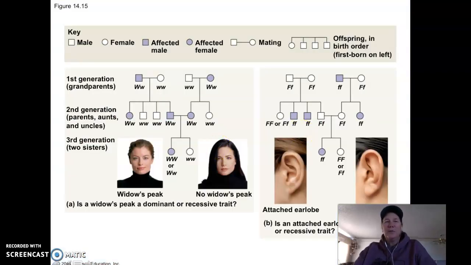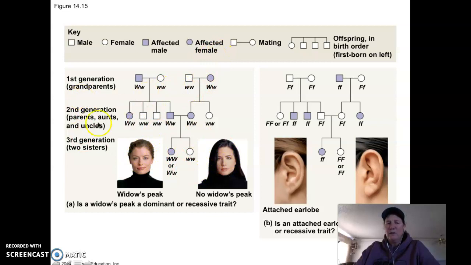Here are some characteristics. Widow's peak, if you don't know what that is, is where you've got that V in your forehead that comes down. Like Dracula, though it doesn't have to come way down; you can see that it's not straight across. Widow's peak is a dominant trait. If you look here, the affected ones are blue and have big W, and the unaffected ones have little w. So it's a dominant trait.